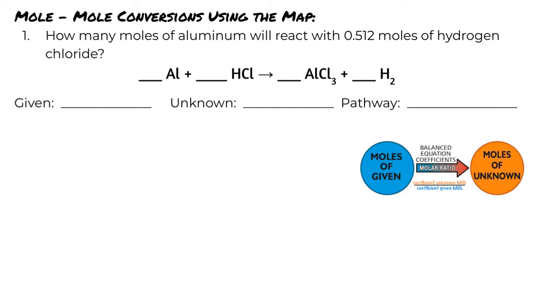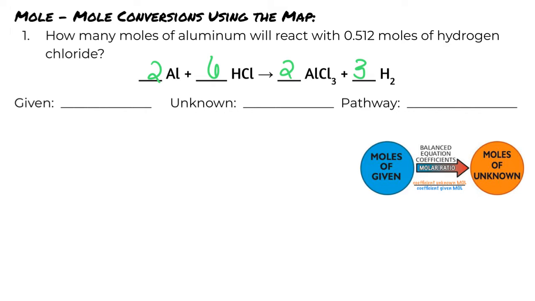So taking a look at our first problem using our mole map: how many moles of aluminum will react with 0.512 moles of hydrogen chloride? So before we even get started, we need to balance our equation. Take a moment, pause the video, and try to balance. Did you get 2 aluminum plus 6 HCl, which is our hydrogen chloride, makes 2 aluminum chloride plus 3 H2? Remember, these coefficients are now our moles.